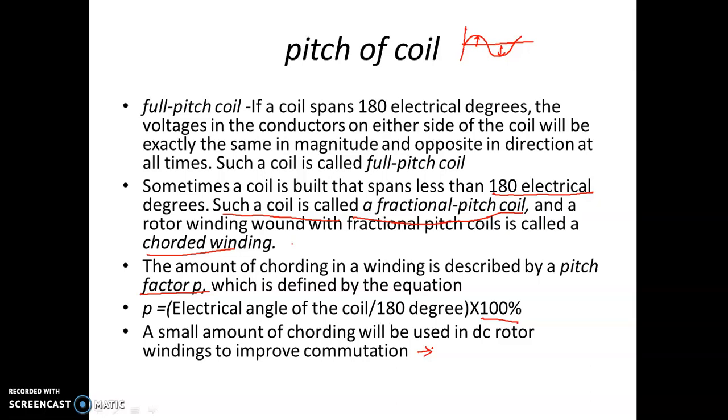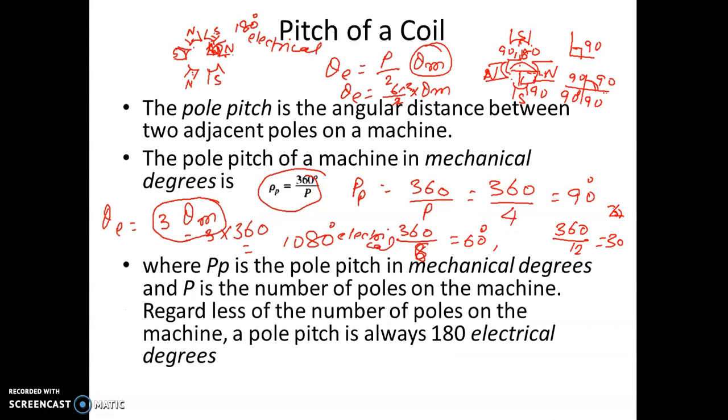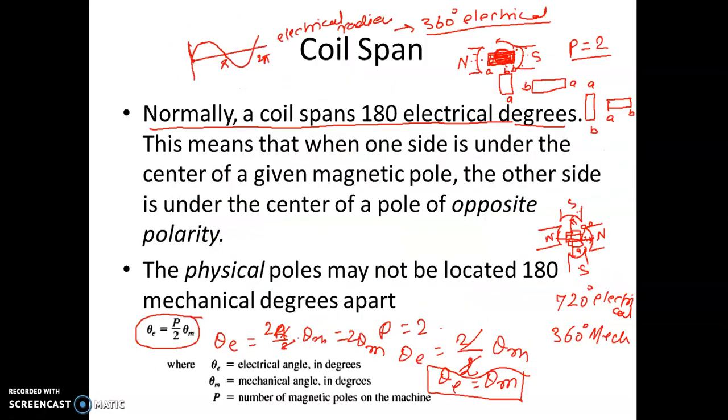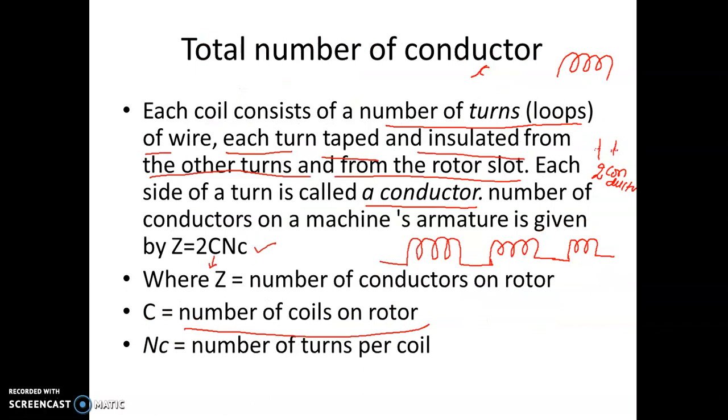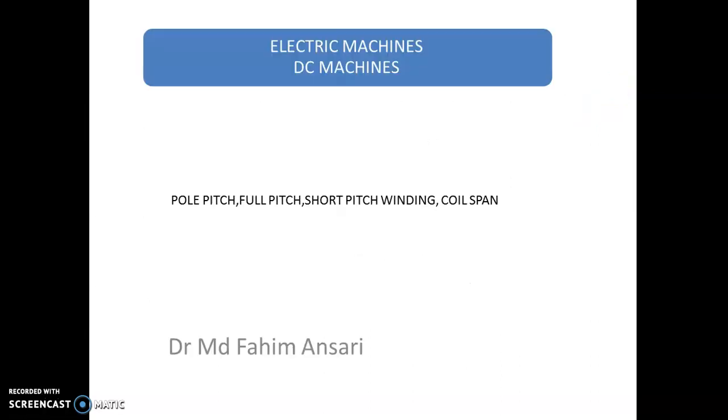So I have discussed here coil span, pitch of the coil, and what is short pitch, what is full pitch. Everything is discussed in this lecture and the previous lecture also. So two parts I have discussed about pole pitch, full pitch, short pitch, winding, and coil span. All these parts have been discussed in two parts, each part consisting of about 15 minutes of video.